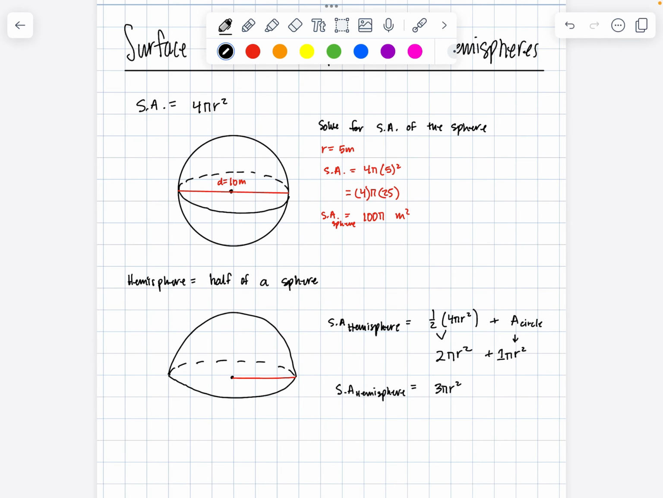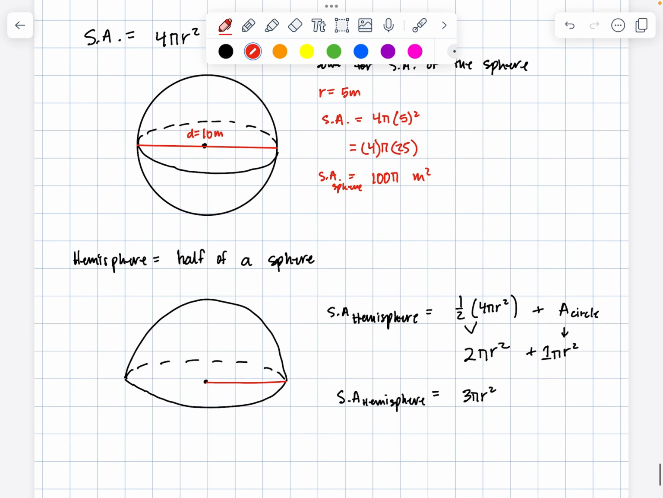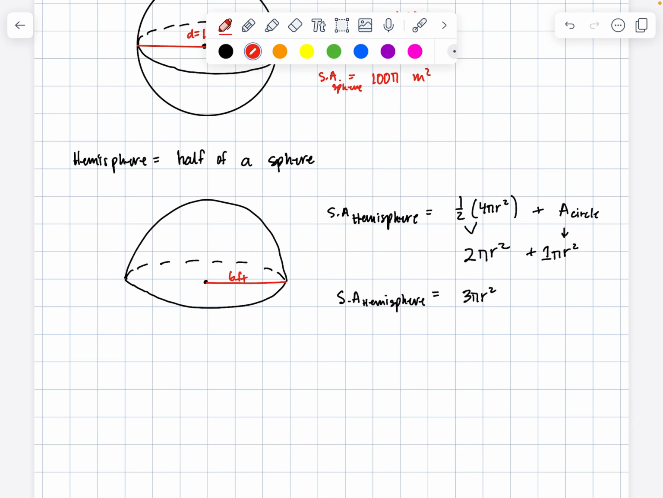Every single time. And let's just do a quick example of this. If we, for instance, make this radius equal to, let's say, 6 feet, then we would use this equation. We could just jump straight to 3 times pi times 6 squared. 6 squared is 36. 3 times 36 is, I believe, 108. So we have 108 pi feet squared. So SA.